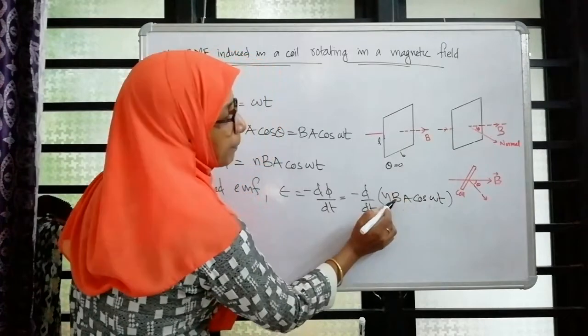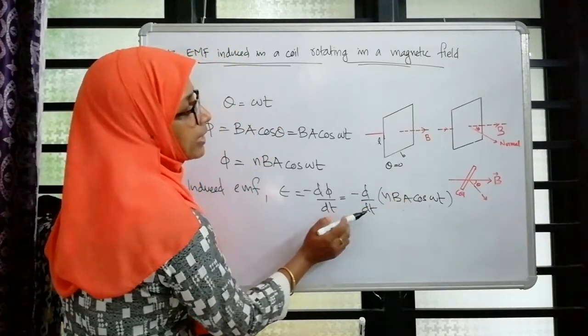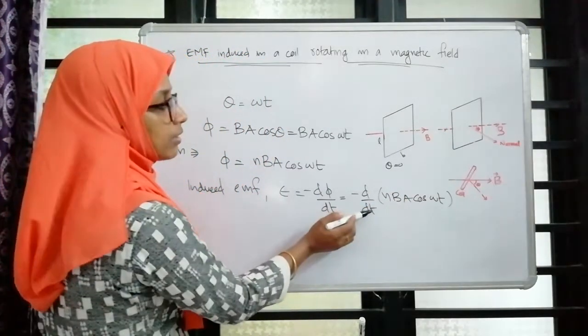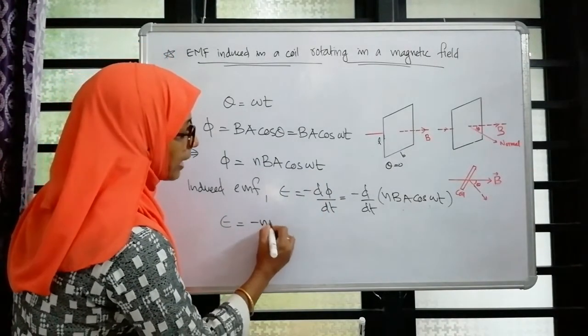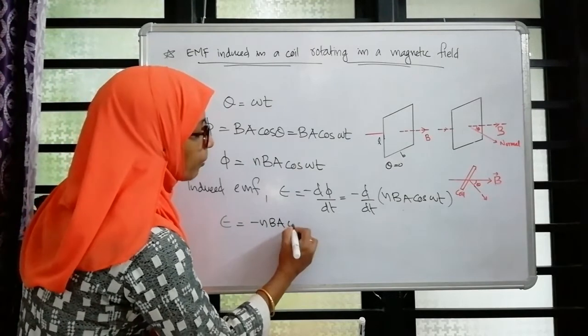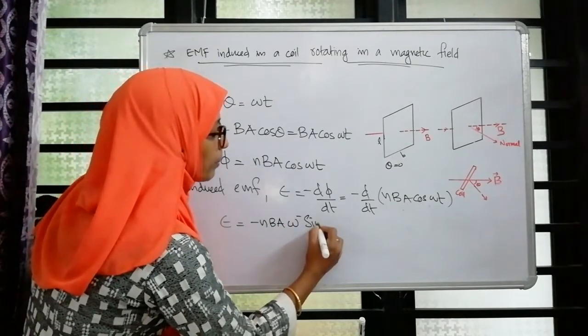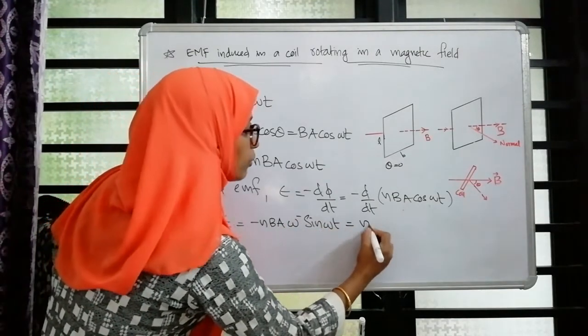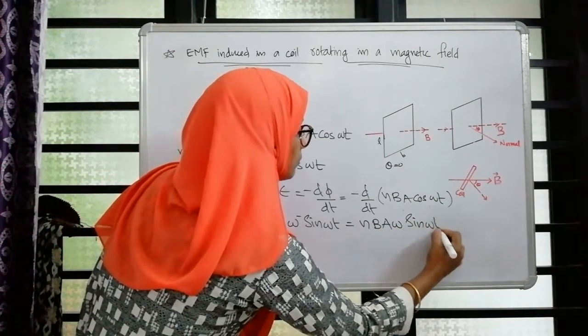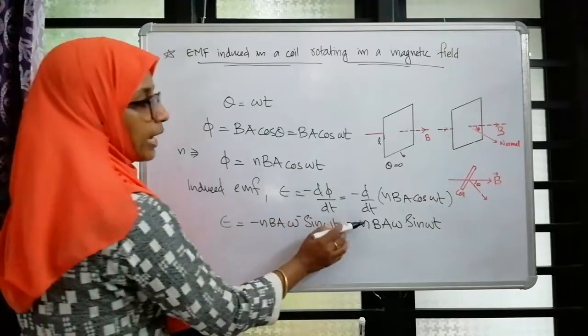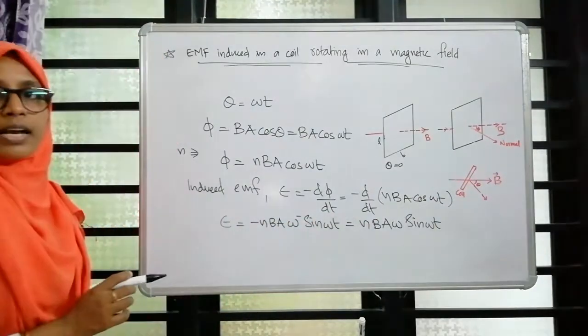In this, NBA, these three quantities are invariant of this t. So, we can write E is equal to minus of NBA into omega minus of sin omega t, which is equal to NBA omega sin omega t. That is, E is equal to NBA omega sin omega t.